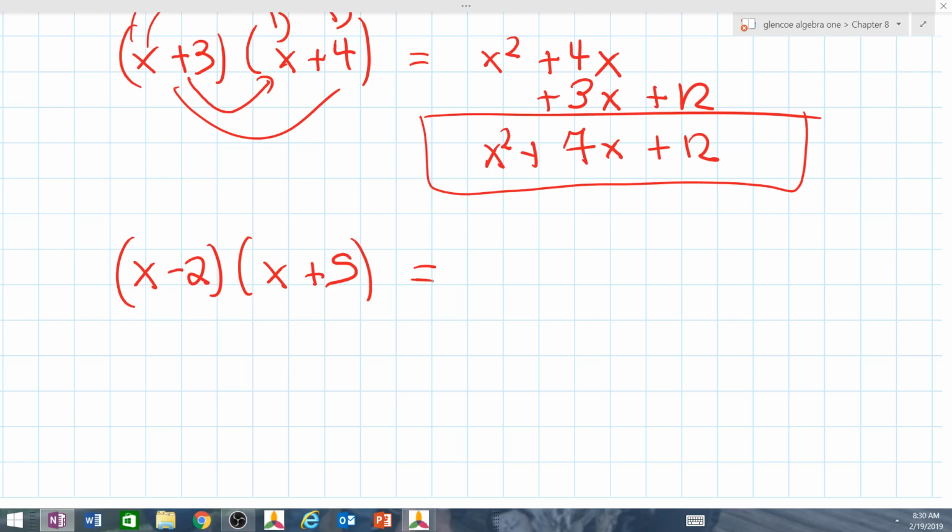We are in lesson 8.3 and we just started. We did example 1 and now we are on example number 2.